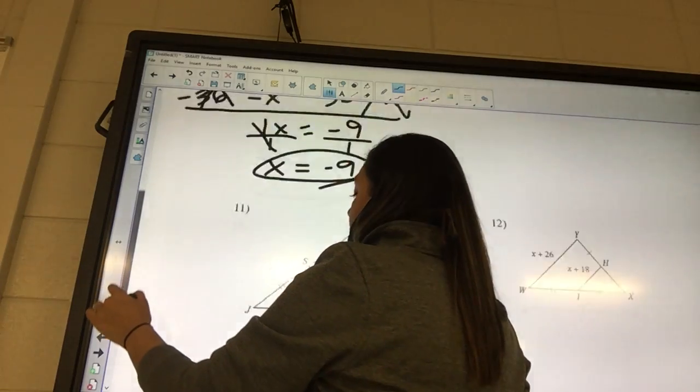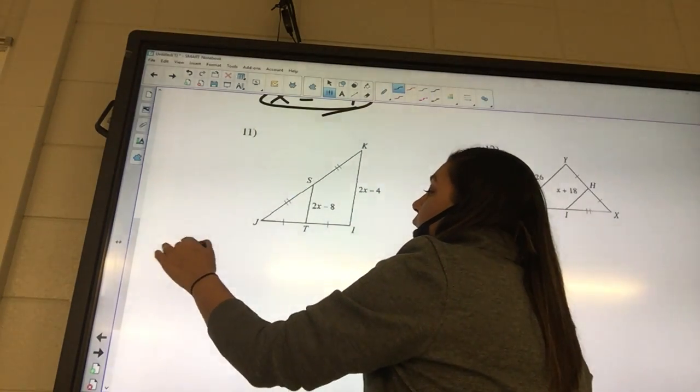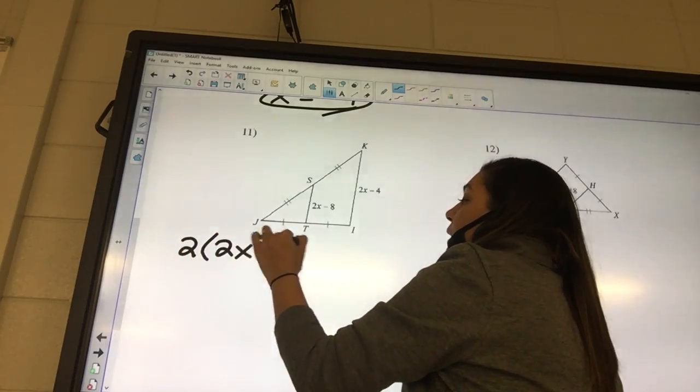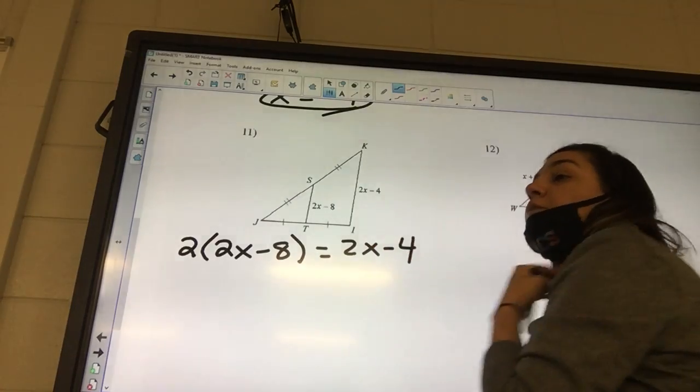Okay, look at 11. So it's going to be 2 times the small, which is 2x minus 8, equals the big, 2x minus 4.